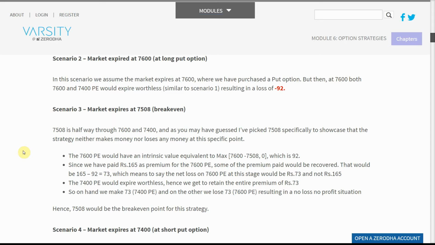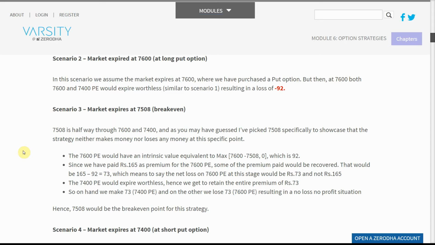7,508 is halfway through 7,600 and 7,400. And as you may have guessed, I've picked 7,508 specifically to showcase that the strategy neither makes money nor loses any money at this specific point.